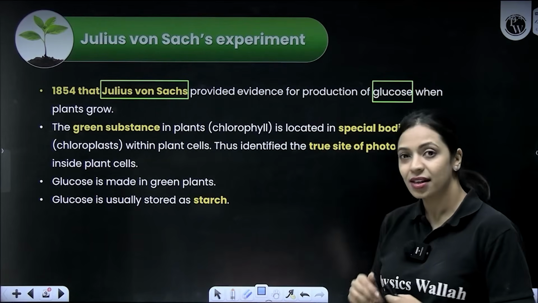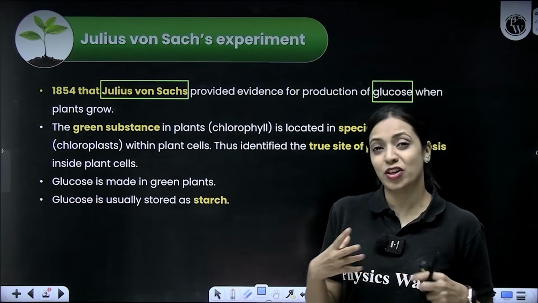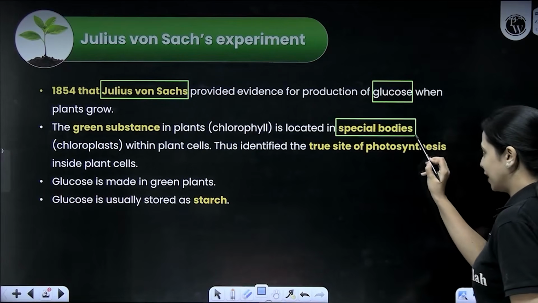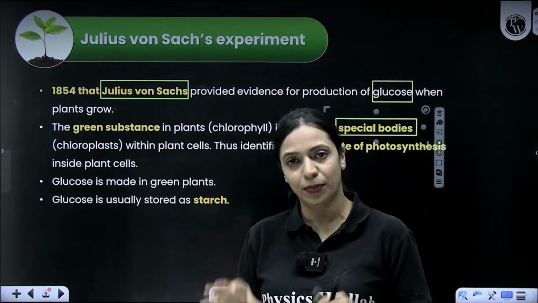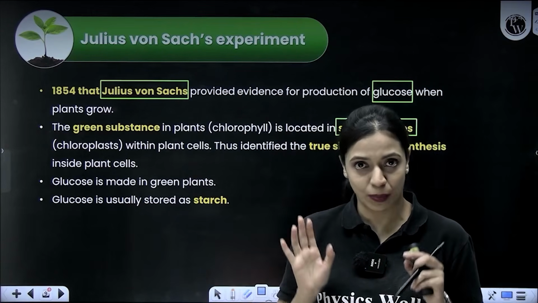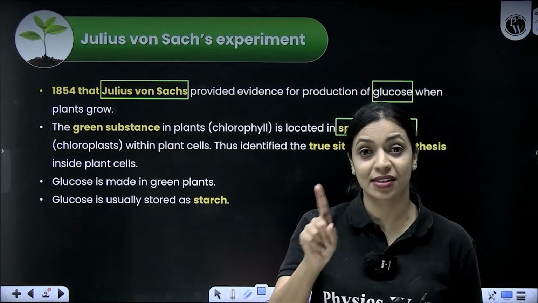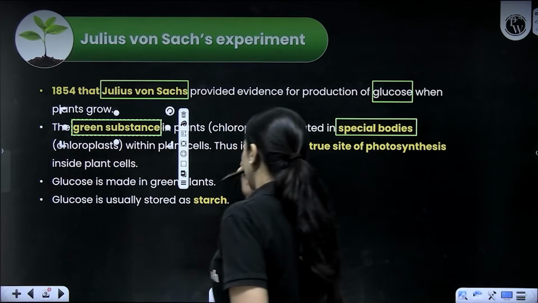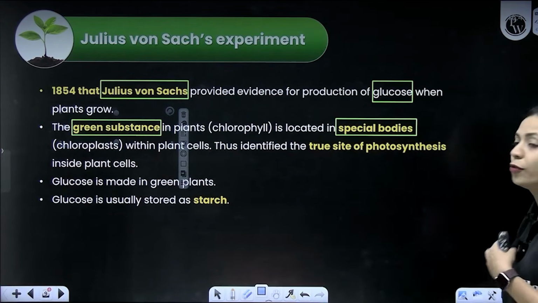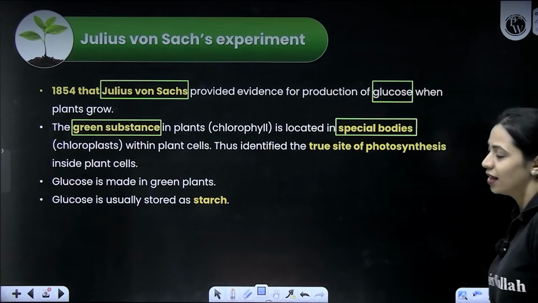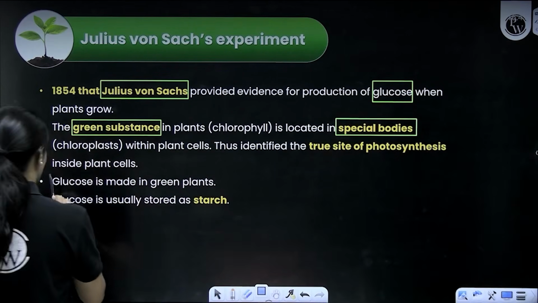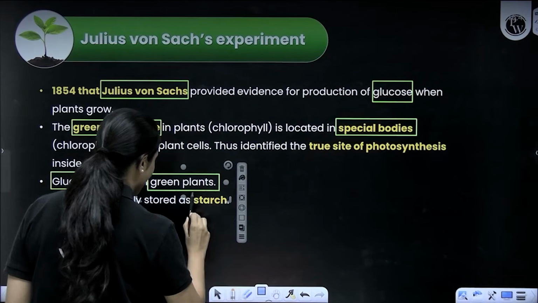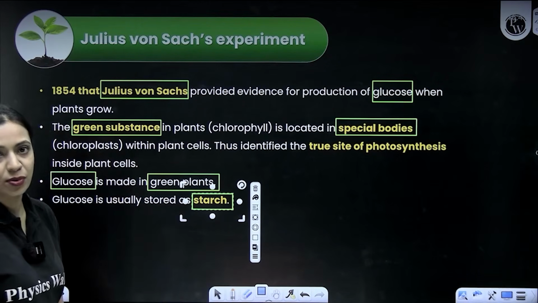What he also said is, in plants, there are special bodies. Today we know them as chloroplasts, but back then we didn't know what chloroplasts are. He said that in plants, especially in the leaves, there are special bodies, and in those special bodies there is a green substance. Today we know that it is the pigment chlorophyll. So it is within these that photosynthesis happens, is what he suggested. And like I mentioned earlier, glucose is made in the green parts of the plant, and in plants it is stored as starch. So that was the contribution of Julius von Sachs.